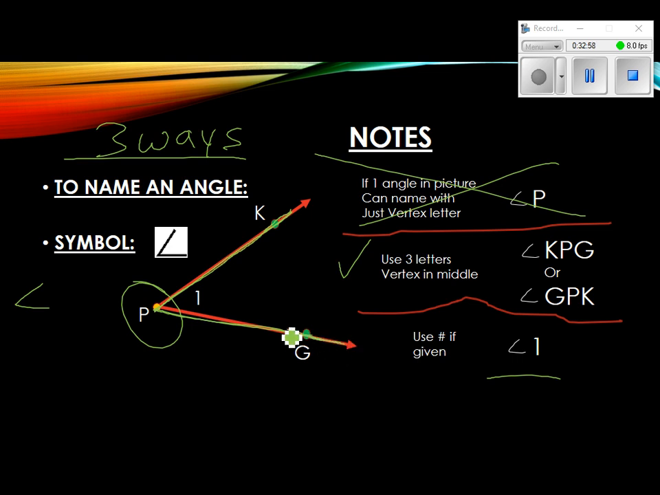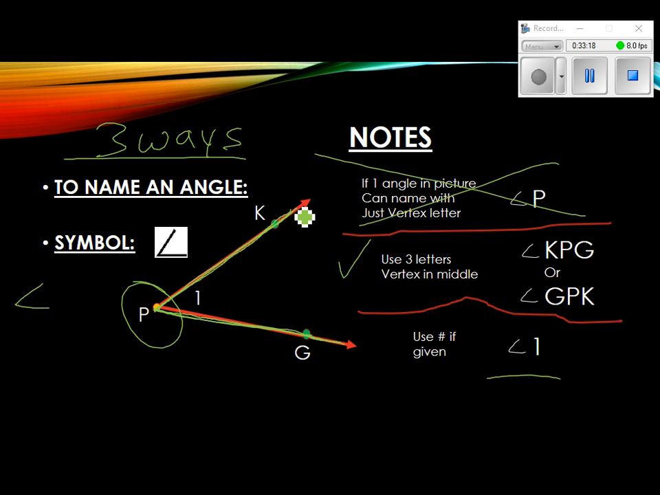The other way. Peyton's over here and he's walking this way. He hit G, then what? P, then K. All right? Either one of those is fine. The vertex letter has to be the middle letter. That's the most important thing here. The vertex letter has to be the one in the middle.